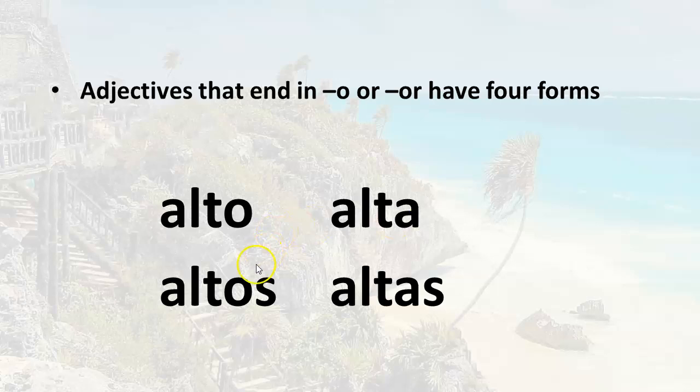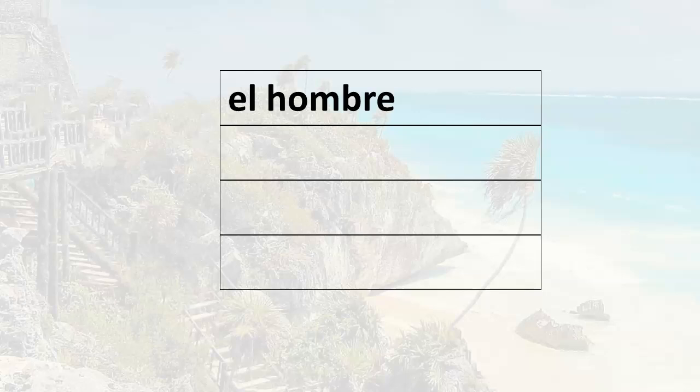If the noun is plural and masculine, we'll add an S, so we have altos. And if it's plural and feminine, then we add an S as well to the feminine singular form, and we have altas. So we have alto, alta, altos, altas. Let's look at some examples.